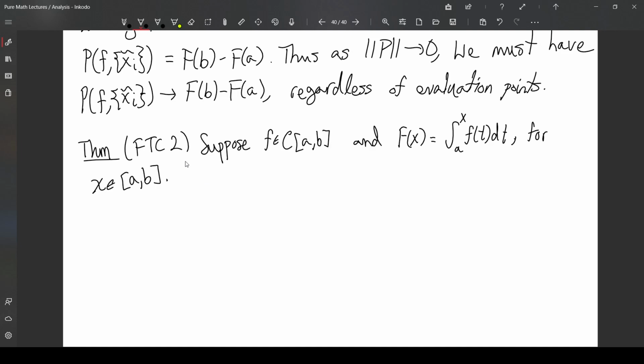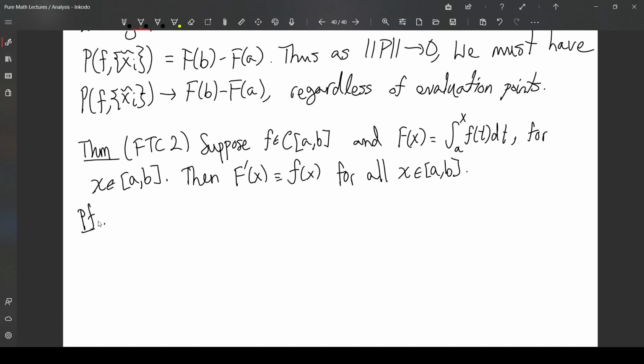Okay, so these are the hypotheses. And so this is going to say that the derivative of this function that we've just defined, capital F of x, is equal to little f of x, the continuous function, for all x in a, b. Okay, so let's get into the proof.